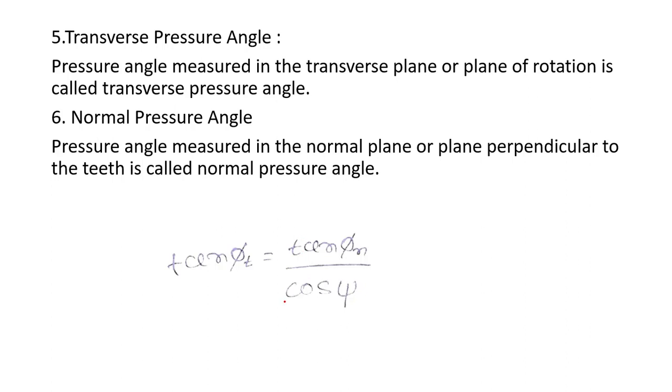Now moving forward, we already discussed the pressure angle. If we measure the pressure angle in the transverse plane, it is known as the transverse pressure angle. If we measure the pressure angle in the normal plane, it is known as the normal pressure angle. So for both pressure angles we can write this relation: tan phi t is equal to tan phi n upon cos psi. Phi t is the pressure angle in the transverse plane, phi n is the pressure angle in the normal plane.